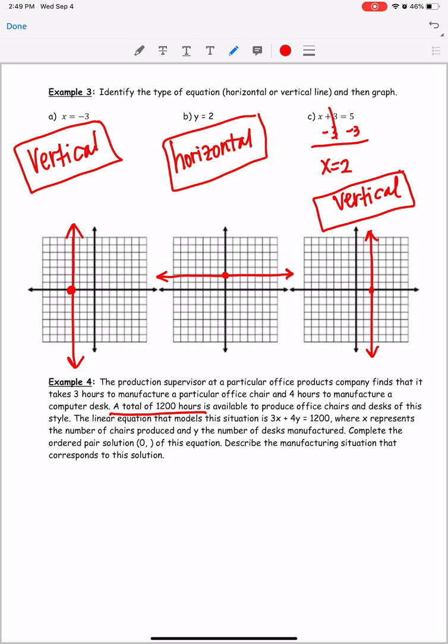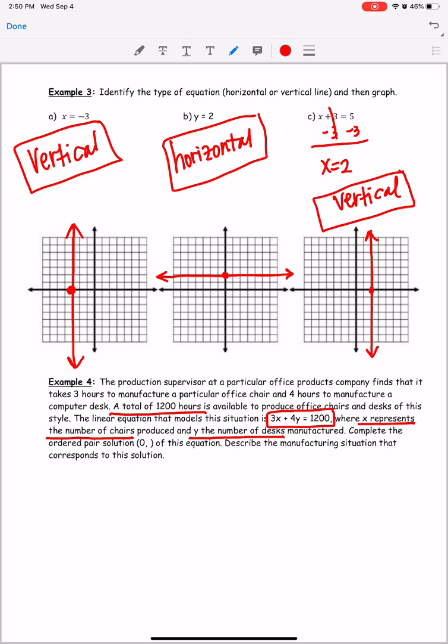Is available to produce office chairs and desks of this style. A linear equation that models this situation is 3x plus 4y equals 1,200, where x represents the number of chairs produced and y is the number of desks manufactured. Complete the ordered solution of (0, something) of this equation. Describe the manufacturing situation that corresponds with this solution.